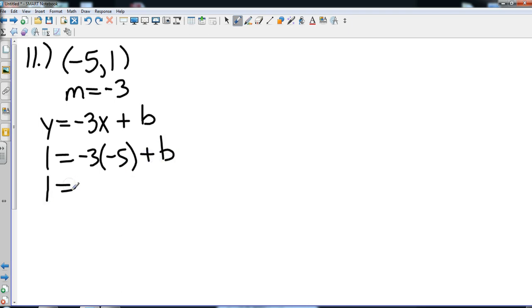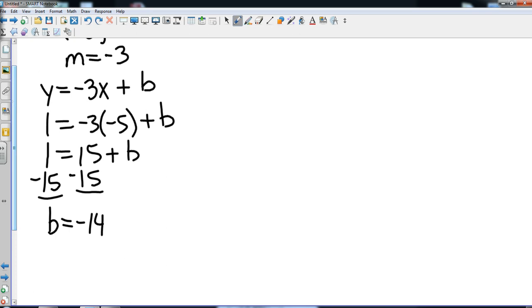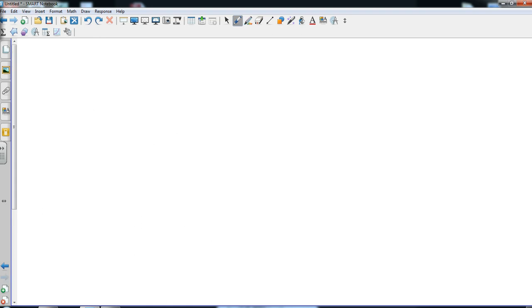So that gives us 1 equals 15 plus b. So what do I do with that 15? Subtract it. What's 1 minus 15? Negative 14. So b equals negative 14. So what's my equation? Y equals negative 3x minus 14. Okay. Number 12.